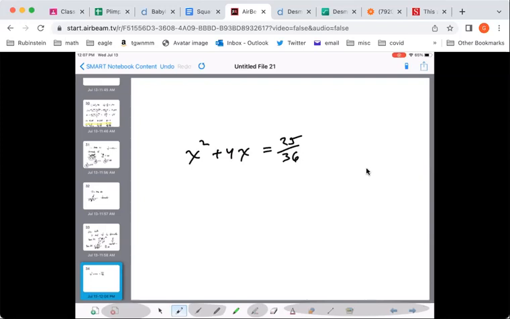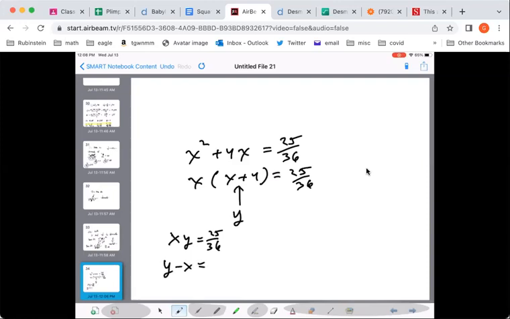Okay, so the process is I factored it out. Yeah, I got that far. And then the system of equations: xy equals 25 over 36, y minus x equals 4. That's right. It's y minus x, not x minus y, because the y is bigger than the x.